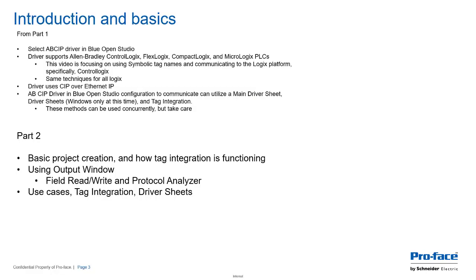Okay, so again, back to it, a little bit of an introduction and some basics. You could see from part number one, that was a little bit more basic. And like I said, we're going to take a deeper dive this time. We're going to do a basic project, talk about how tag integration is functioning, and then we're going to be using the output window, and then discuss a little bit about the use cases between, say, tag integration and driver sheets.